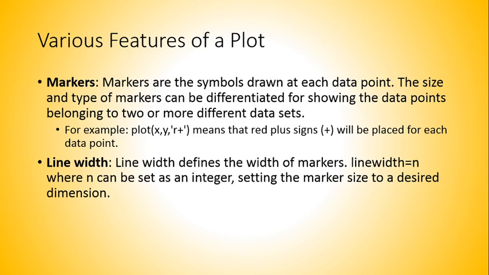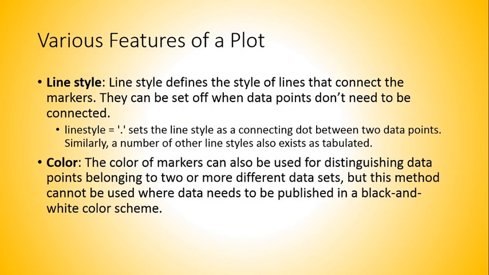Another important parameter is line width. It defines the width of the line, where n can be a set of integers setting the size at a particular or desired dimension. Then comes line style. Line style defines the style of lines that connect the markers. There can be a set of styles when data points don't need to be connected, for example dashed line, star line or point line.